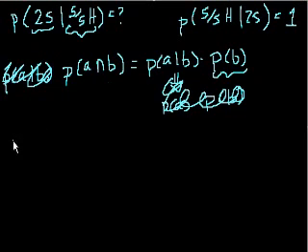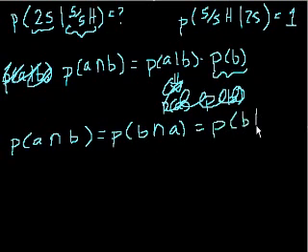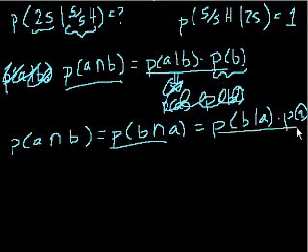We also know the probability of A and B is the same thing as the probability of B and A happening, right? The same thing. And so that's the probability of B given that A happened times the probability that A happened, by the same logic. Well, we see that this is equal to this, so this has to be equal to that.